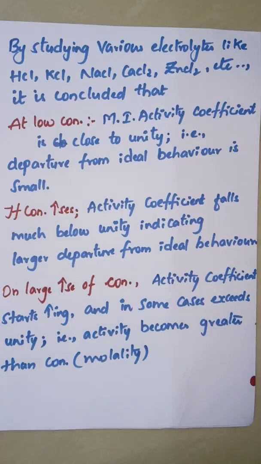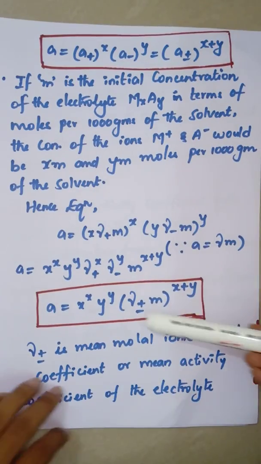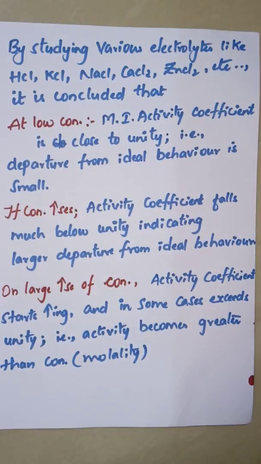Now, by studying various electrolytes like HCl, KCl, NaCl, CaCl2, ZnCl2, etc., at various concentrations, what is the conclusion which we get? It is found that at low concentration, the mean ionic activity coefficient is close to unity. Okay, that is, the departure from ideal behavior is small. What does this mean? If A equals gamma m, and if your mean ionic activity coefficient, gamma plus or minus m, is close to 1, then activity is almost equal to concentration. That is, there is not much deviation from ideal behavior.